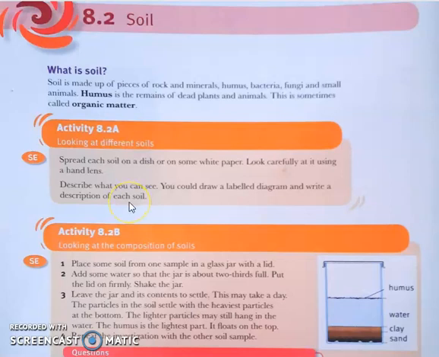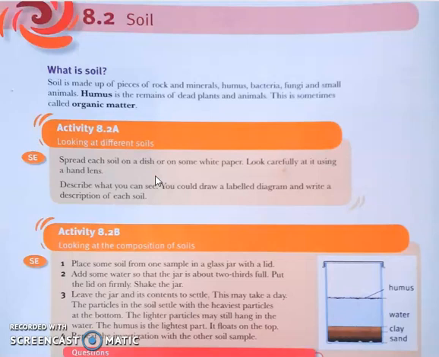So, here we can see an activity that is looking at different soil. Spread each soil on a dish or some white paper. Look carefully at it using a hand lens. Describe what you can see and you could draw a labelled diagram and write a description of each soil. So there are different types of soil.